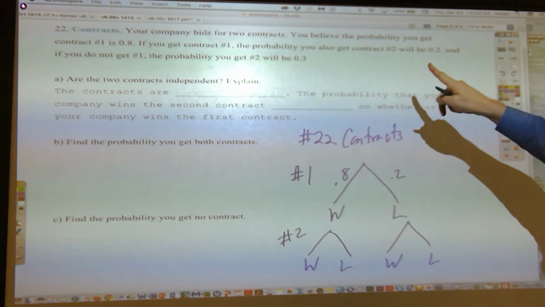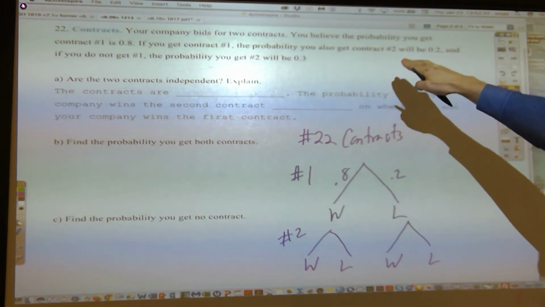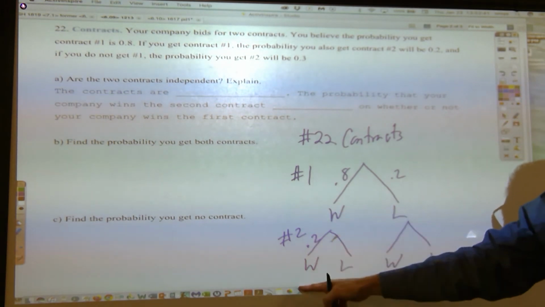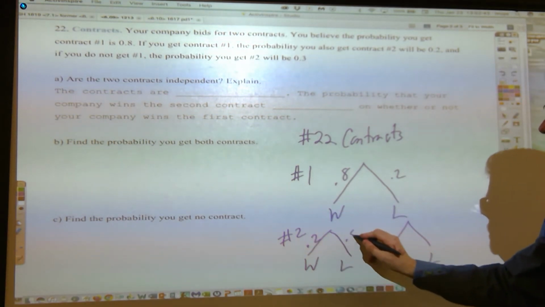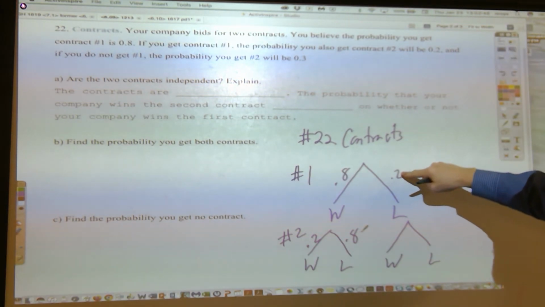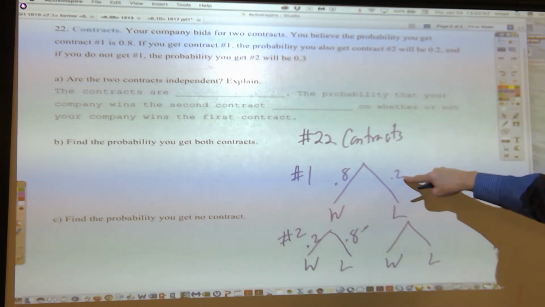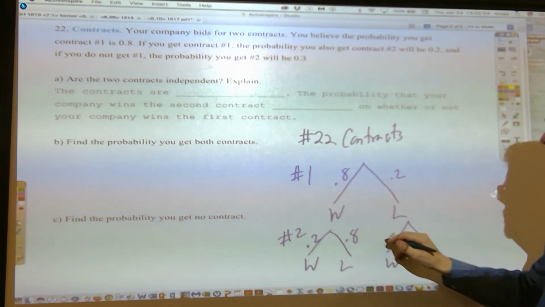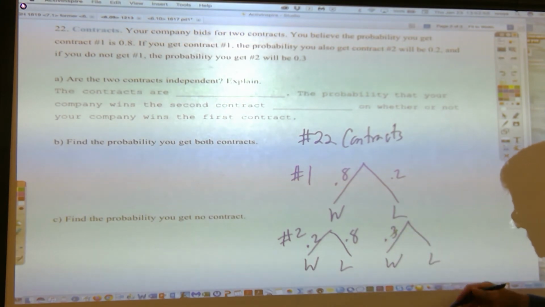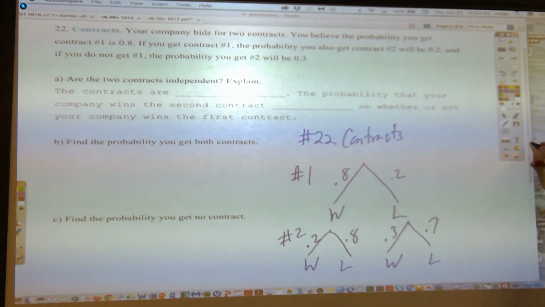So if you get contract 1, then the probability that you also get contract 2 is 0.2. So it's a low probability that you end up getting both contracts. So 0.8. But if you do not get contract 1, they'll be like, what's wrong with you, you loser? You can't even get contract 1. So it's like probably getting contract 2 is a little bit better, but you know, you have this reputation for losing. So it's kind of hard.